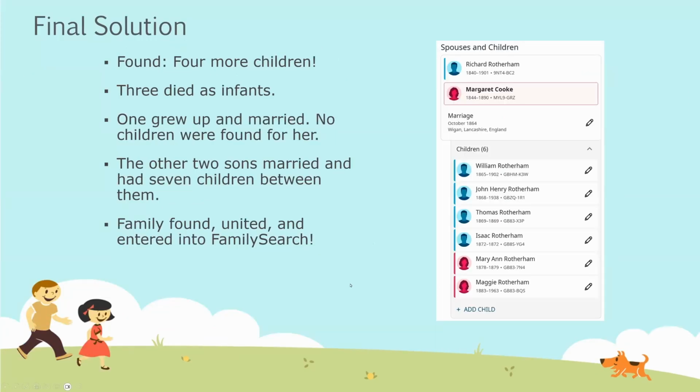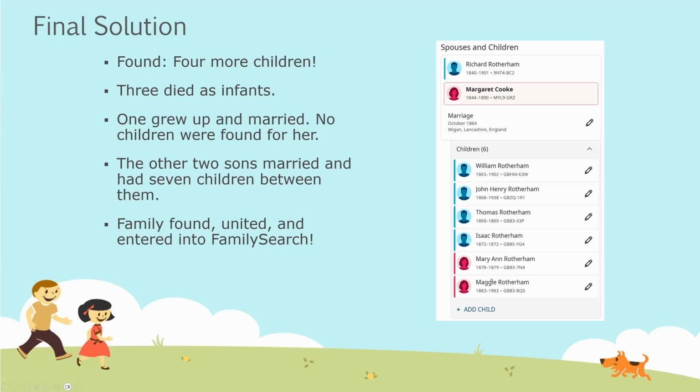Final solution, though. This is what actually wound up after all was said and done, and I found a bunch of records. I actually did find 4 more children. 3 of them died as infants, and 1 grew up and got married. I didn't find any children for her. I looked and looked, and I could not find any children for her. The other 2 sons did get married. William and John Henry both got married and had kids.